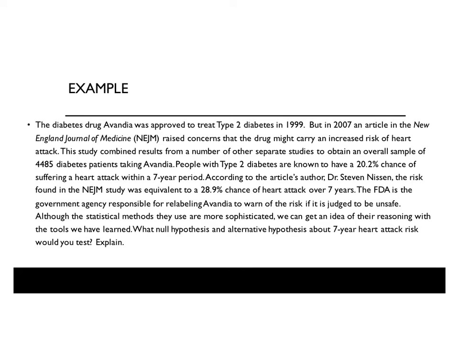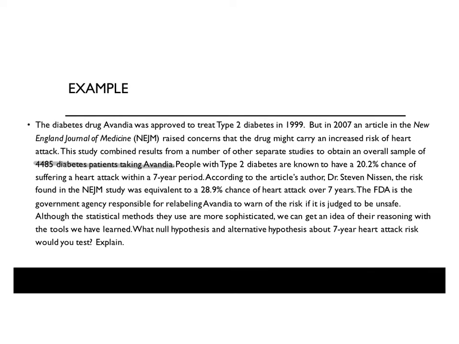Instead, we make what you want to show the alternative hypothesis. In our first example, the diabetes drug Avandia was approved to treat type 2 diabetes in 1999, but in 2007, an article in the New England Journal of Medicine raised concerns that the drug might carry an increased risk of heart attack. The study combined results from a number of other separate studies to obtain an overall sample of 4,485 diabetes patients taking Avandia.